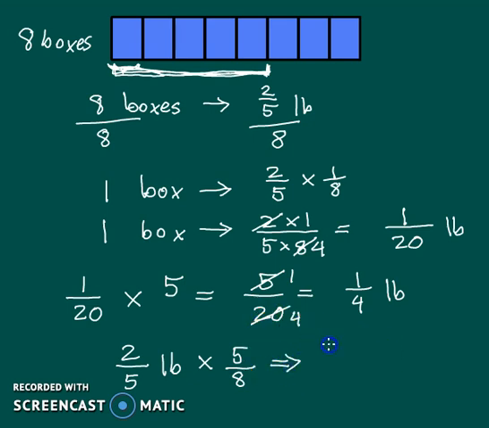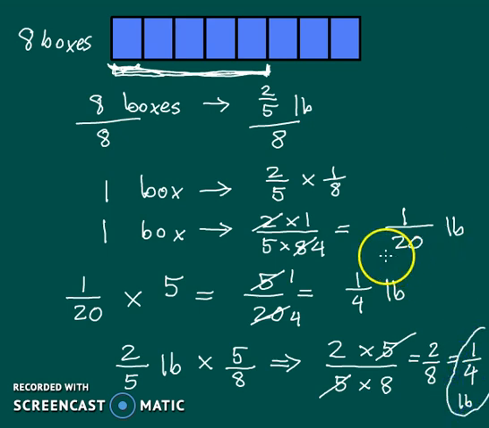So let's see, 2 times 5 over 5 times 8. Ooh. I have common factors between the numerator and denominator, so I can get rid of these 5s. I am left with 2/8, which can be simplified to 1/4 of a pound, and that's the same thing that we got before. So you can see that you can get the answer in a number of ways. And that's it.